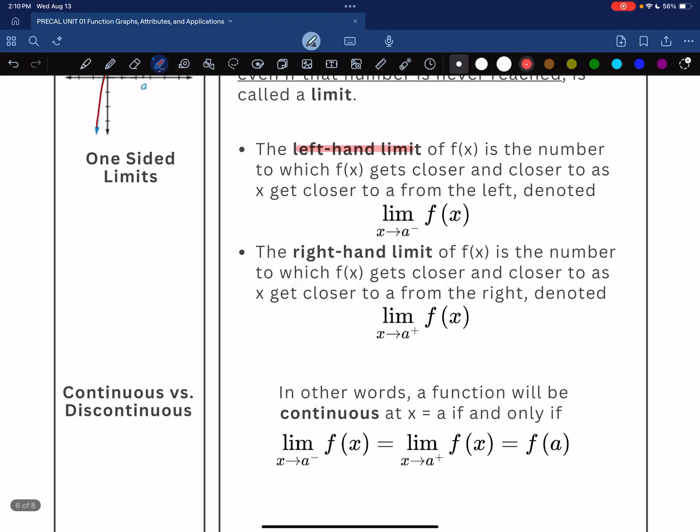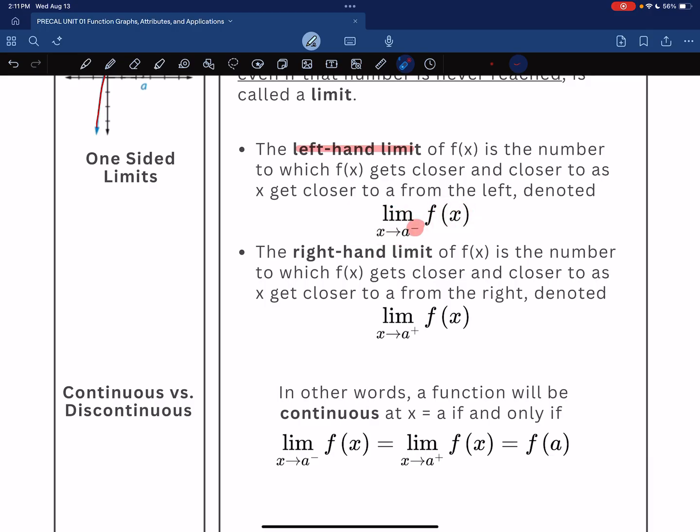And it is indicated here by a little negative sign as a superscript on the value that we're approaching. How do I read this down below here? This is to say the limit as x approaches a from the left of our function. The limit as x approaches a from the left of the function.